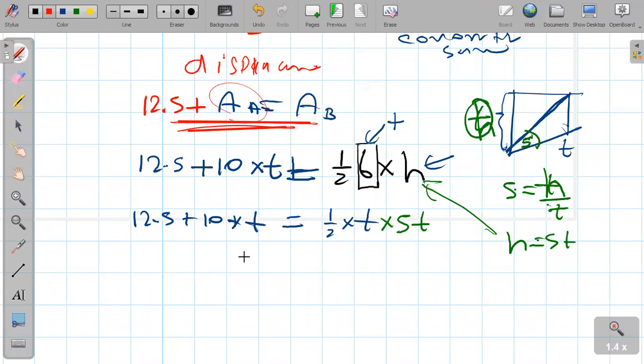Right. Now it's going to be 12.5 plus 10t equals 5 over 2 t square.